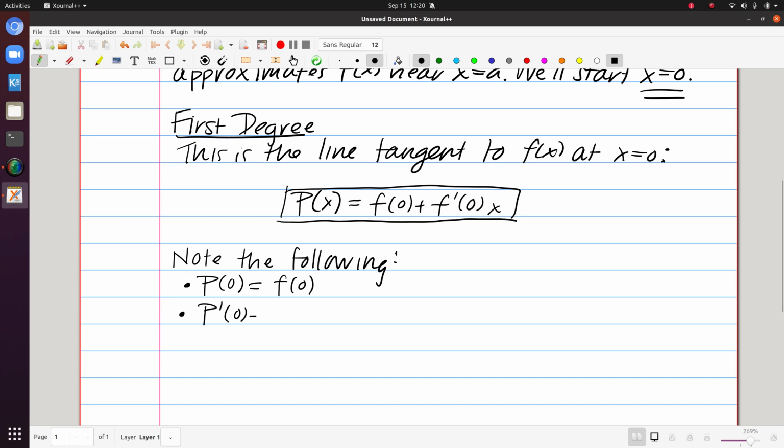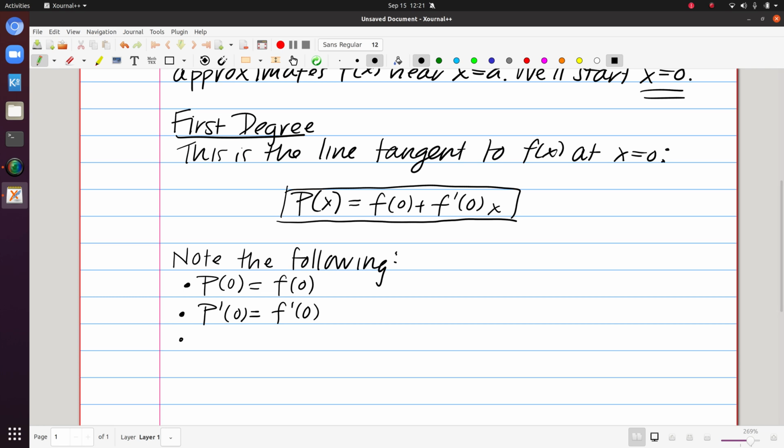Likewise, they have the same derivative at 0, and plugging in 0 is a little bit overkill here. The derivative of this line is the slope, and of course the slope is f prime of 0. So when I take the derivative of this polynomial function, I'm left with just the slope. Certainly then that's going to be a constant derivative, but if I plug in 0, it will likewise give me f prime of 0. Now, this kind of stops here, this theme.